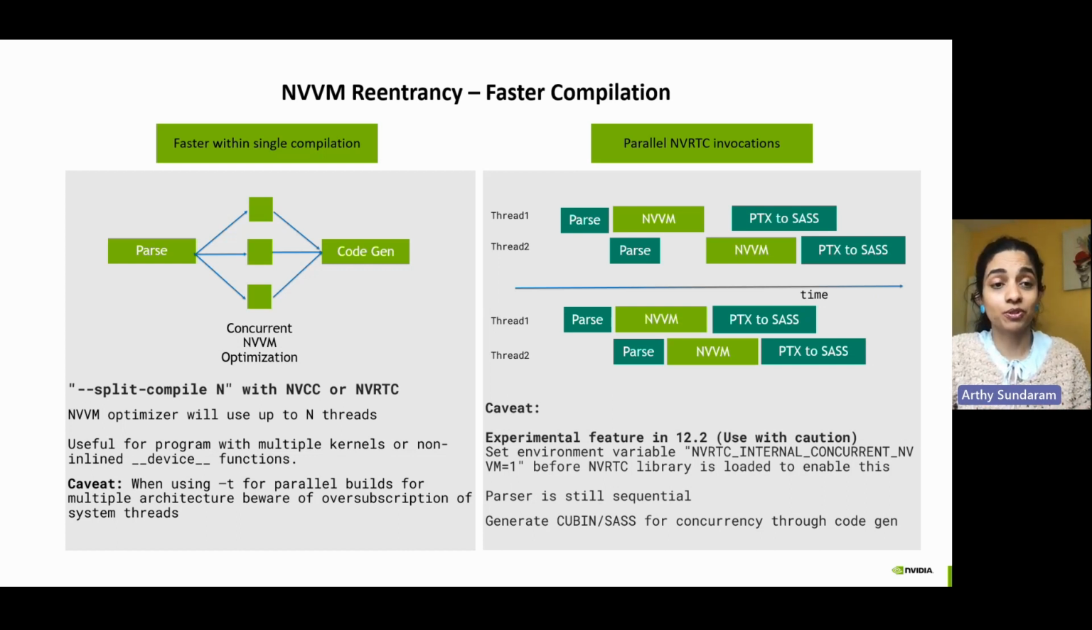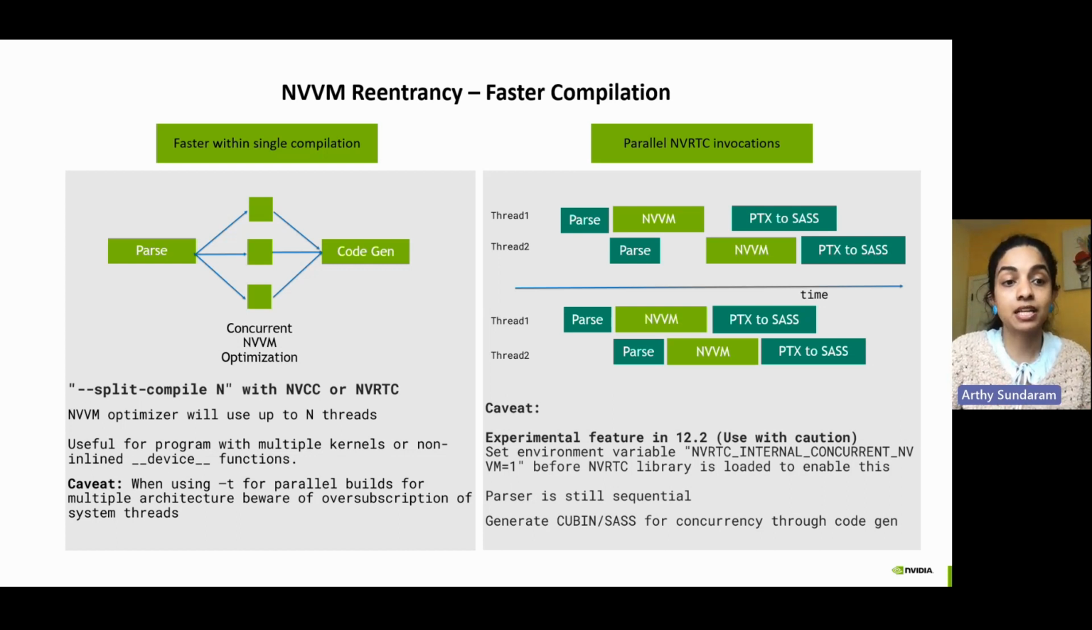You just heard me say that in the context of LTOIR, this is the same piece that does the link time optimization. So this optimizer is now more reentrant. We are trying to eliminate all those deep mutexes from our call paths as much as possible. There are two aspects to NVVM reentrancy. One is how we have improved single compilations, where you have an NVCC or a single NVRTC invocation, and how you improve the compilation time for that.